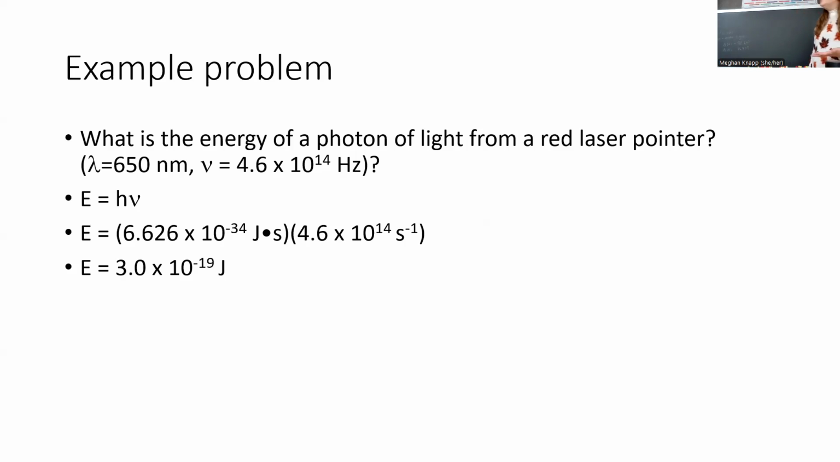All right, so for visible light, the energy tends to be 10 to the negative 19th. For ultraviolet, 10 to the negative 18th. So those are the kinds of numbers we would expect to see.